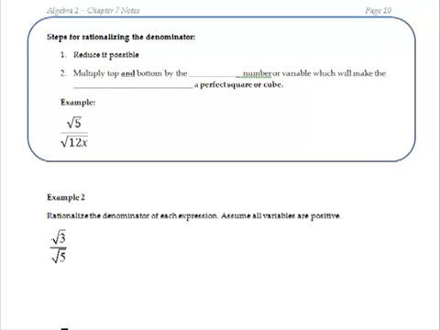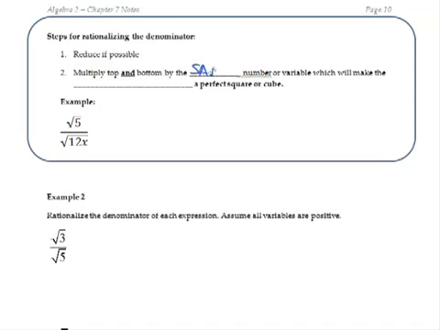So the steps for rationalizing are that you reduce the radicals if possible, and then you multiply top and bottom by the same number or variable, so whatever you do on the top is the same on the bottom, in order to make the denominator a perfect square or cube.